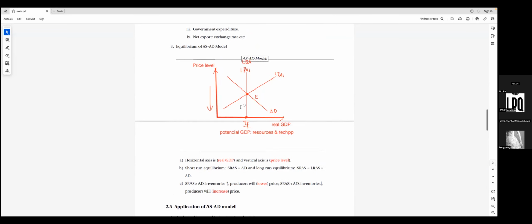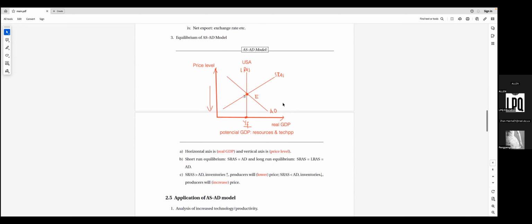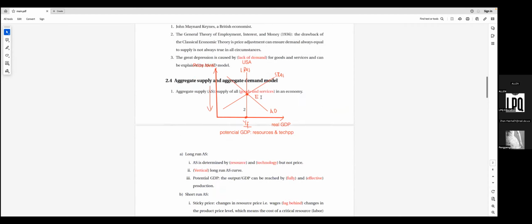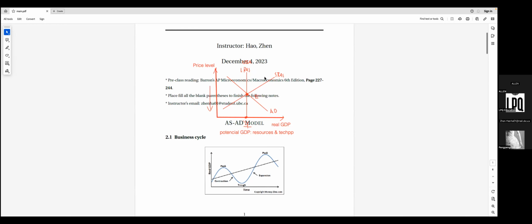Once again, we will do this next week, to explain more systematically why AS is a positive sloping curve and the demand curve is a downward sloping curve. But overall, we finished the model. We built this model, and it is called AS-AD. Next week you will see how we use this model. Don't forget the goal of building this model: we want to model the behavior of the overall economy. We use this graph to explain why in some years GDP increases and in some years GDP declines.